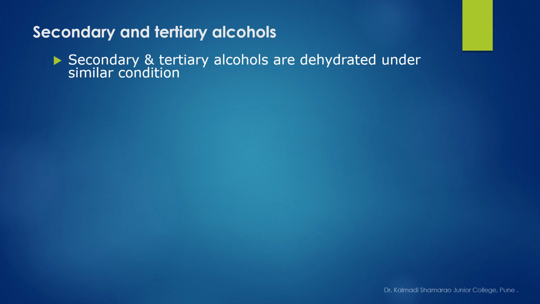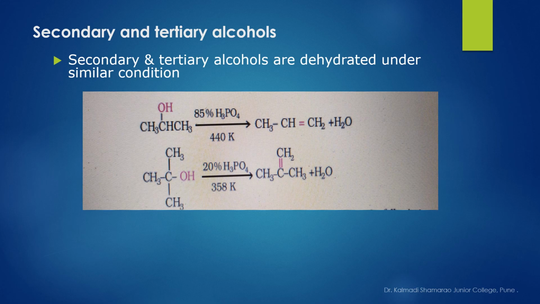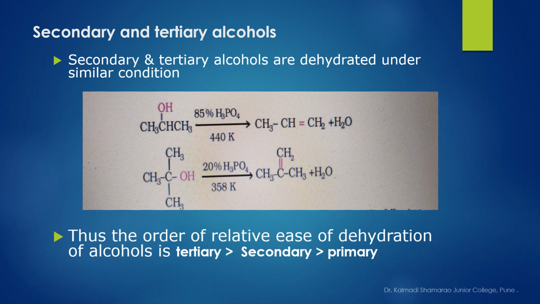The concentration percentage in the case of secondary and tertiary alcohol is different. Also, the temperature difference can be seen. Thus, the order of relative ease of dehydration of alcohol is tertiary greater than secondary greater than primary. This is because tertiary carbocations are more stable and therefore easier to form than secondary or primary carbocations. So, tertiary alcohols are easier to dehydrate.